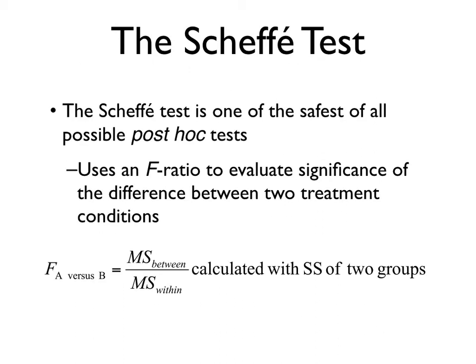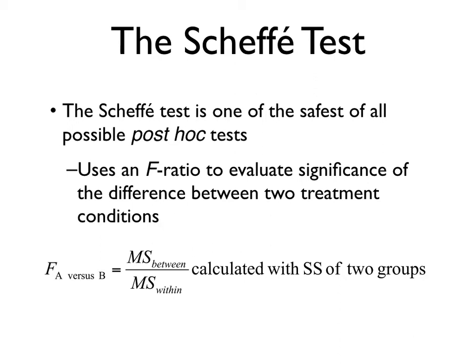The other one we're going to look at is the Scheffé Test. The Scheffé Test is one of the safest possible post hoc tests, okay? And what we mean by safe is that we've limited experiment-wise alpha the most, okay? We have limited that risk. That's what's safe about it. We've limited that risk of committing a type 1 error. So this is one of our safest tests here, the Scheffé Test.